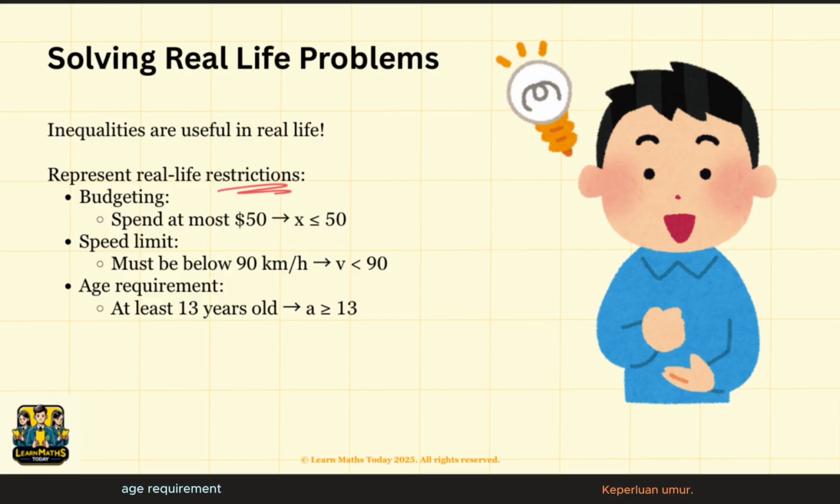Age requirement. If someone must be at least 13 years old, let a be age. This can be written as a ≥ 13. Next, we'll practice solving real-life problems using these inequalities.